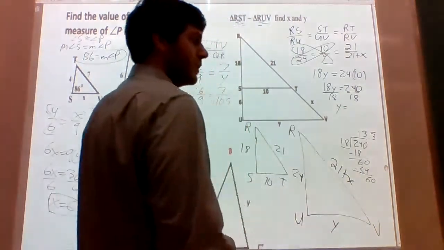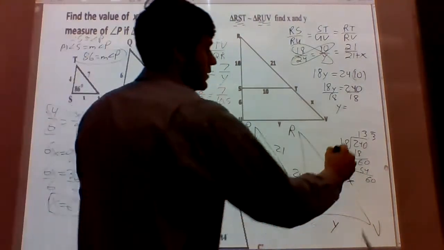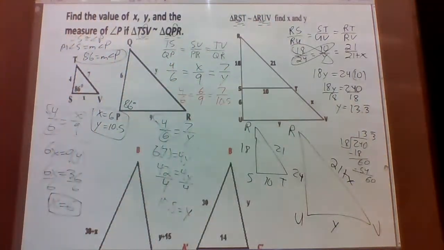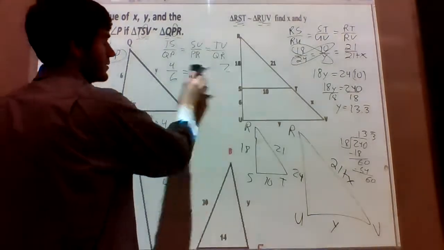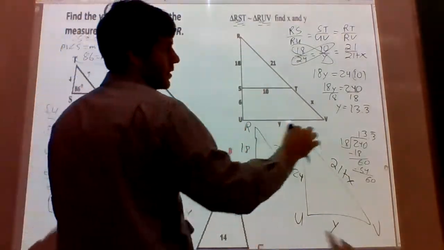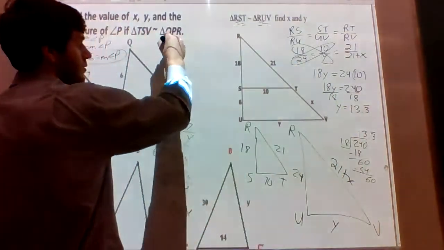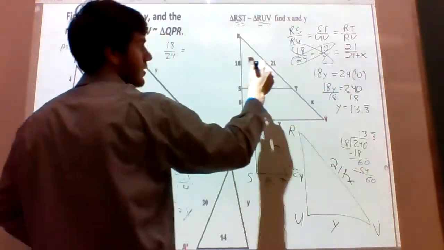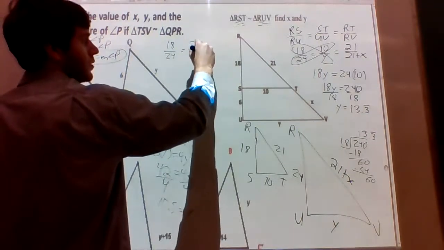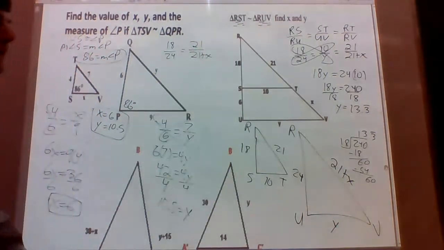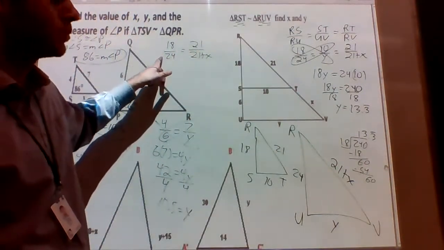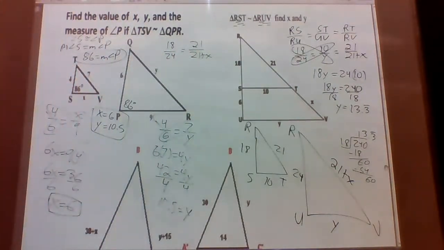It's going to be 13.3 repeating. So 13 and a third, 13 and 1/3. To find X, again, we want to set up another proportion. How about 18 over 24 equals 21 over 21 plus X? Or we could do 10 over 13.3 repeating. That would work as well.